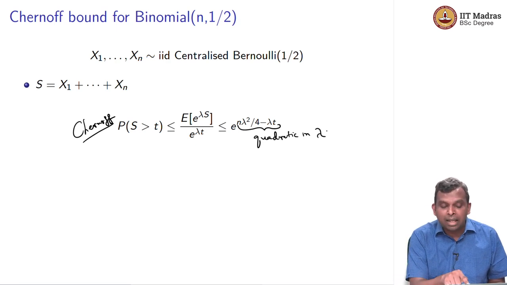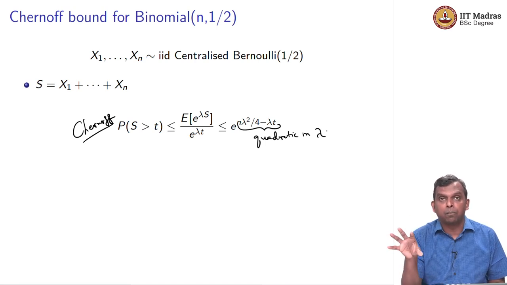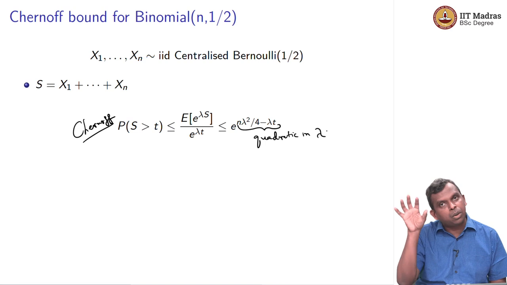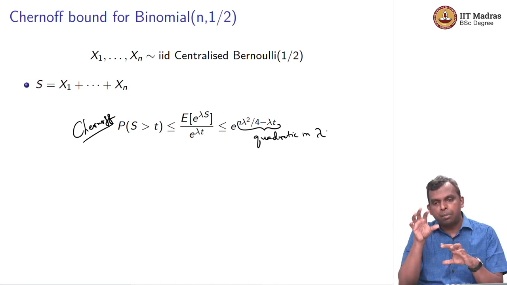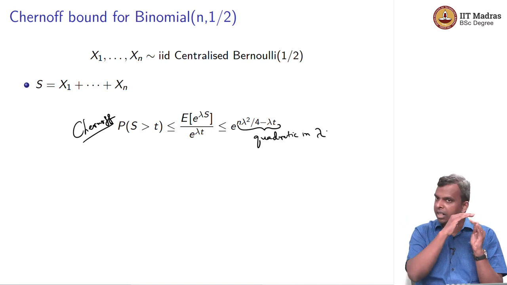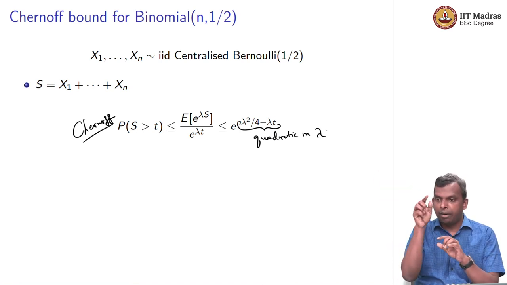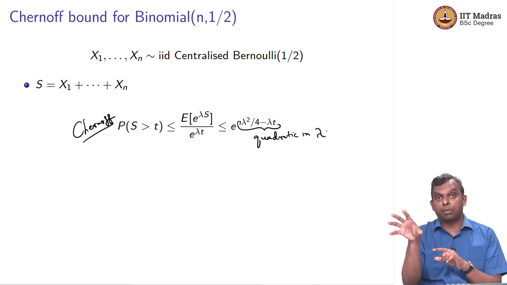So, now I'm saying probability of s greater than t is less than or equal to something. I want to pick lambda to have the lowest possible bound, okay? And I have e power something. Now, to minimize e power something, what should I do? I should minimize that something, right? E power is just an increasing function. To minimize e power something, I have to minimize whatever is there in that exponent, okay?